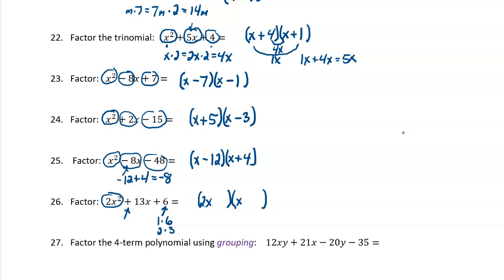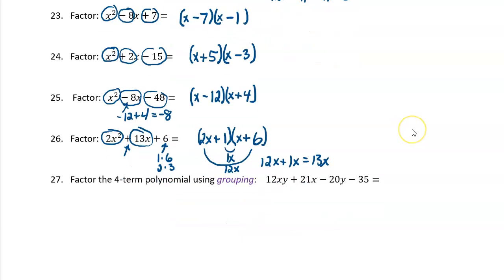The center term is positive, so I want to have positive signs. But do I need to use 1 and 6 or 2 and 3? If I put a 1 here and a 6 here, then the outer product is 12x, and the inner product is 1x, and 12x plus 1x is 13x. And in the middle, it says 13x.